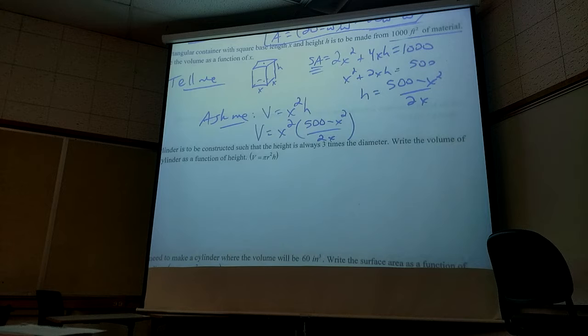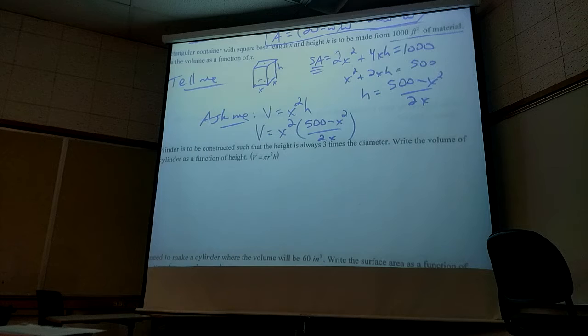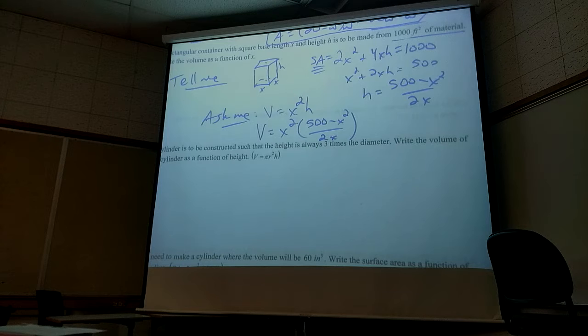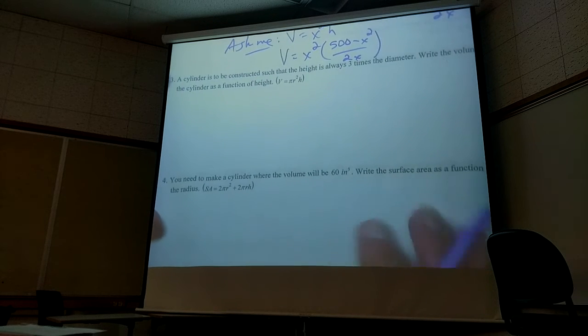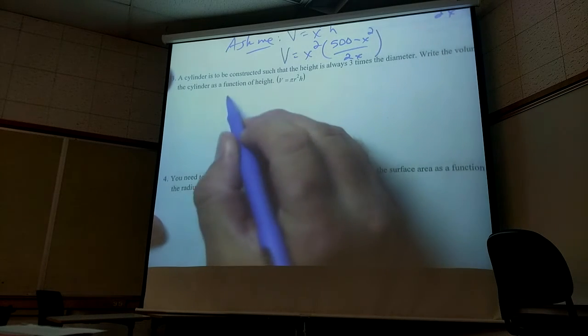How are we feeling so far? Students always hate when they have to do multi-step problems. Of course, that's the real world, multi-step problems. This one, what they tell me is nice. What do they tell me?